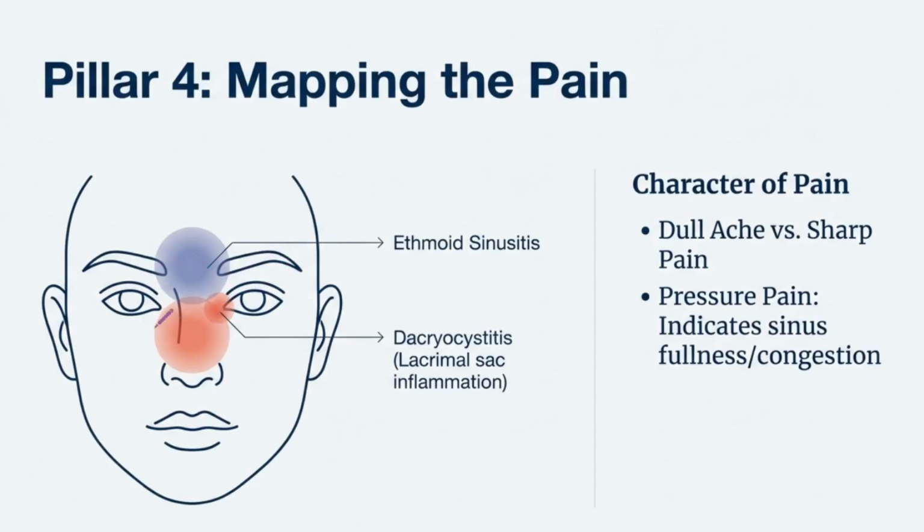The maxillary sinus, the big one under your cheeks. But here's the really interesting part about the maxillary sinus. The floor of that sinus is often the roof of your upper teeth. The roots of your molars can actually push right up against the sinus floor. So a sinus infection can feel like a toothache.